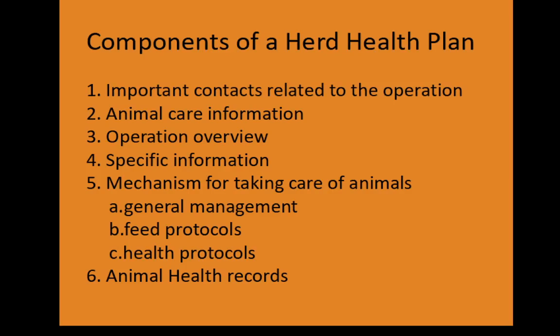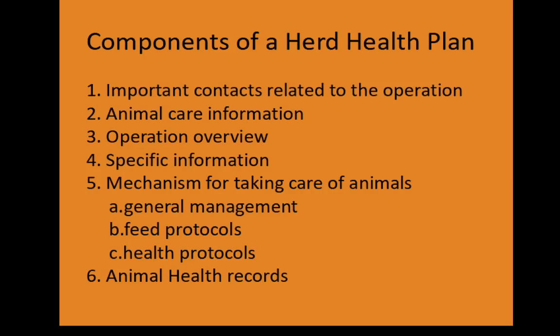Next component of a herd health plan is operation overview. Okay, that should include the mission statement, production goals, okay, the purpose of production, such as if the animal is a breeding stock, or if we're using them for their meat or eggs, wool, or milk. Okay. In terms of production goals, it must be specific, measurable, achievable, realistic, as well as timely.